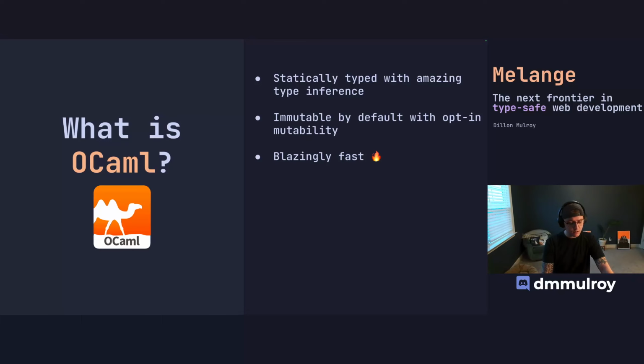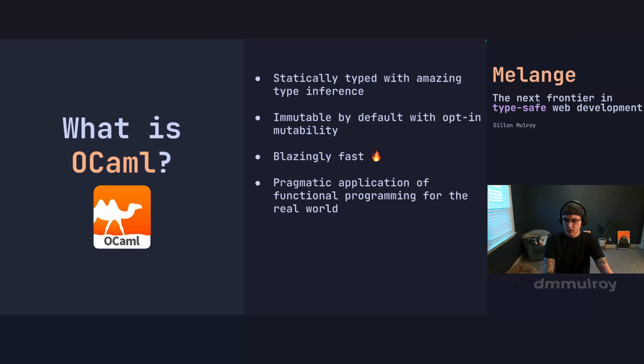In addition, Jane Street has a fork of the compiler right now where they're working on essentially introducing the ability to opt out of garbage collection and having an experience closer to Rust. So that's something exciting that's being worked on. It's a pragmatic application of functional programming for the real world.